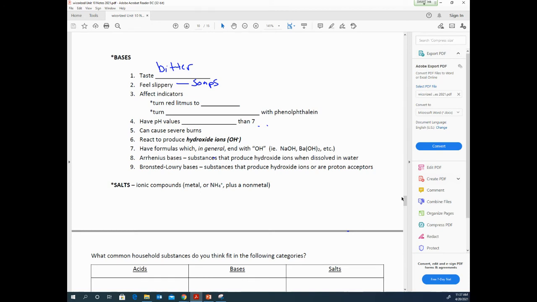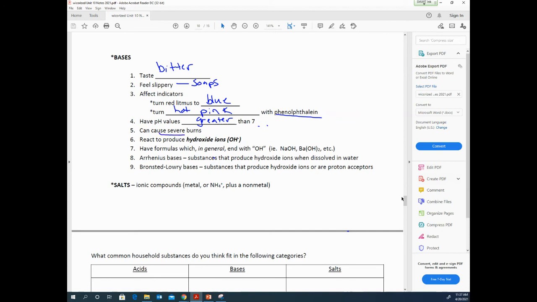Effect on indicators. So what are some indicators? If I use red litmus paper, it will turn blue in the presence of a base. And it will turn hot pink with phenolphthalein, okay? They have pH values that are greater than 7. So on our pH chart up at the top, it's anything bigger than 7 to 14.